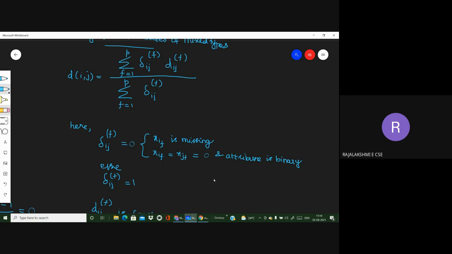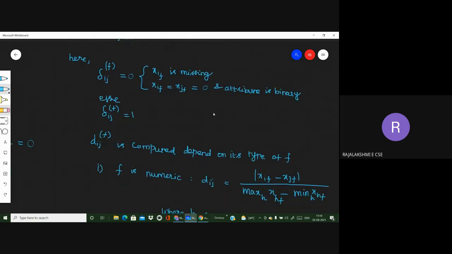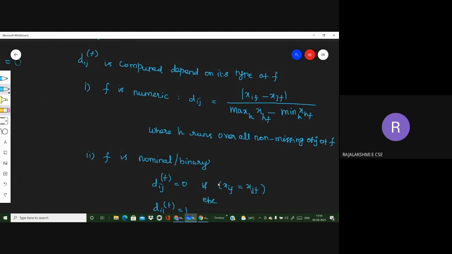Okay, so diff(i,j) of f is computed depending on the type of f. f is nothing but the type of the variable. A variable may be nominal, categorical, or binary, any kind of variable. If f is a numeric value, then the formula is x_if minus x_jf divided by max_h x_hf minus min_h x_hf. Okay, and when I'm explaining the problem, you will come to know what this h, f, x are, everything you will know.